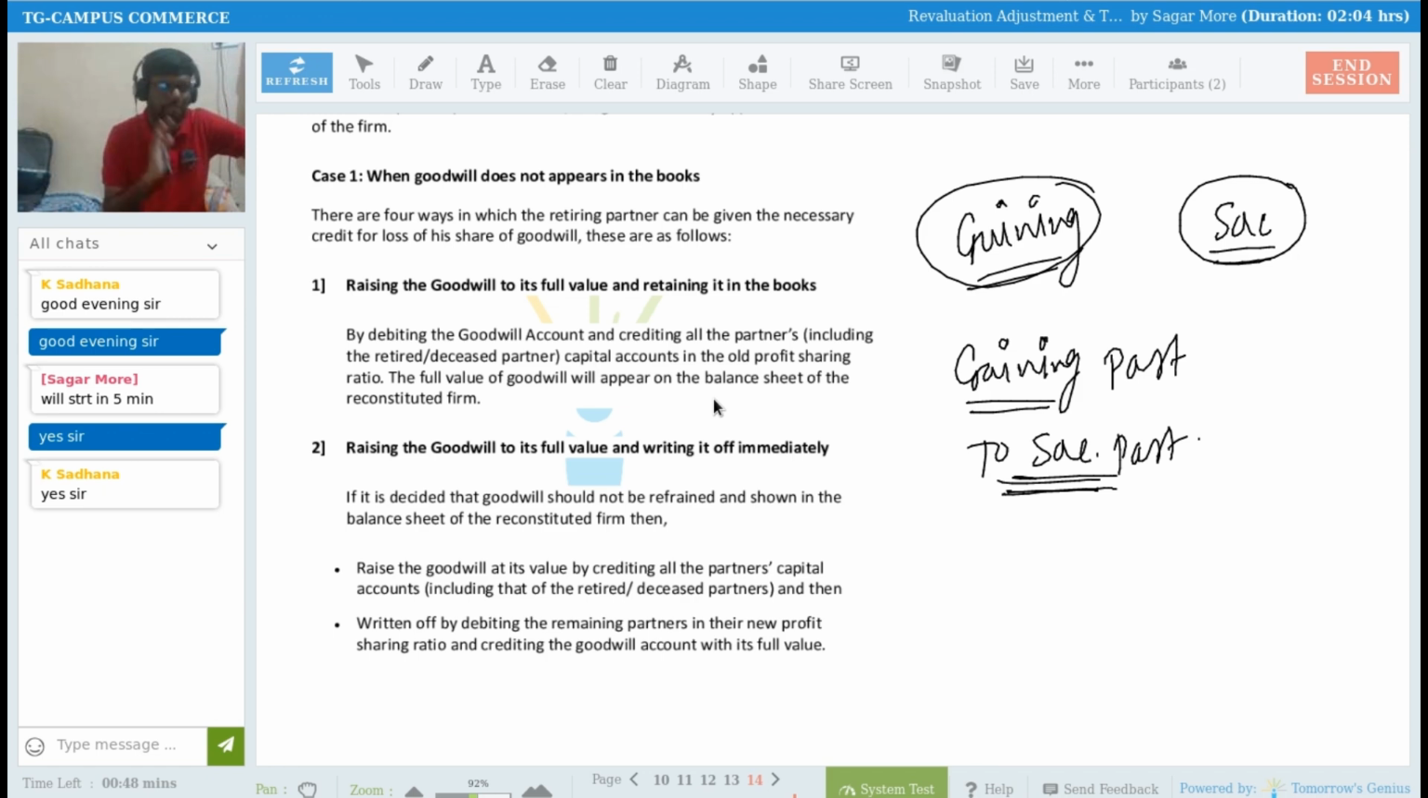But in case of CA Foundation, sir, there is more detailing, right? So whatever I will discuss here is more of your CA Foundation and less of your CBSE, because in CBSE only this one general entry is sufficient. They will judge your knowledge of only this: gaining partner's capital account debit and sacrificing partner's account credit. And they are going to judge whether you are able to calculate the gaining partner ratio and sacrificing ratio. That's it, right? Understood, Dhanashri, Sadhana?